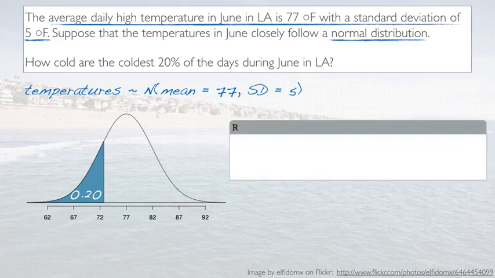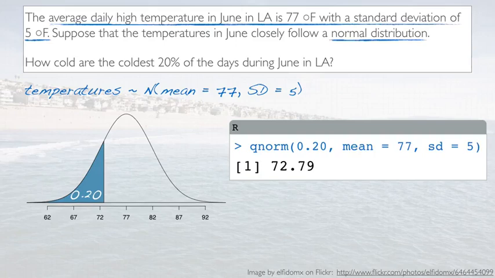We can do that using R, and for that we're going to use the other function that we learned about, the qnorm function, where the first input is the percentile, the second input is the mean, and the third input is the standard deviation, and that gives us 72.79, meaning that the coldest 20% of the days during June in LA are colder than 72.79 degrees Fahrenheit.